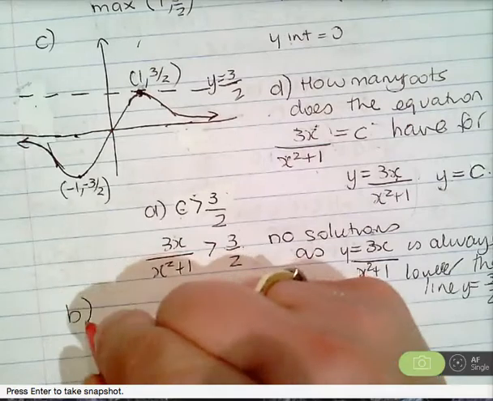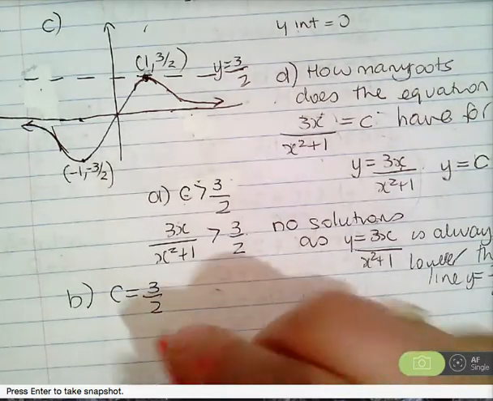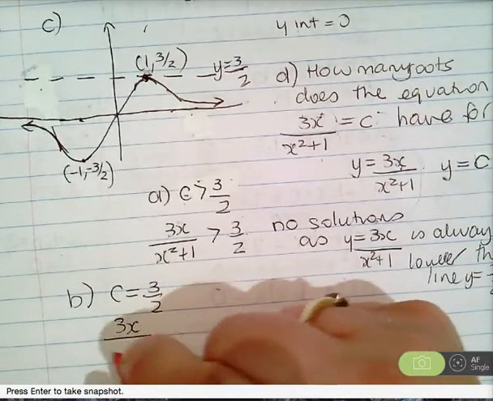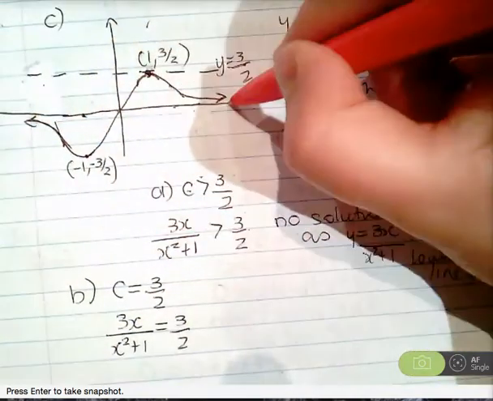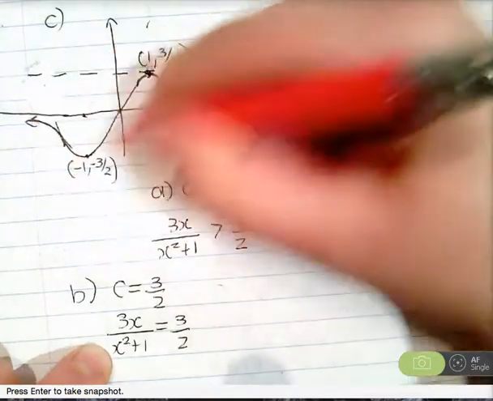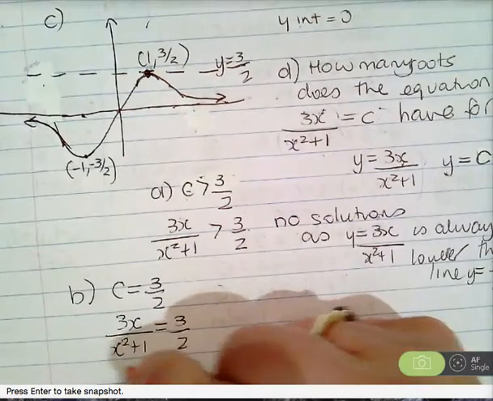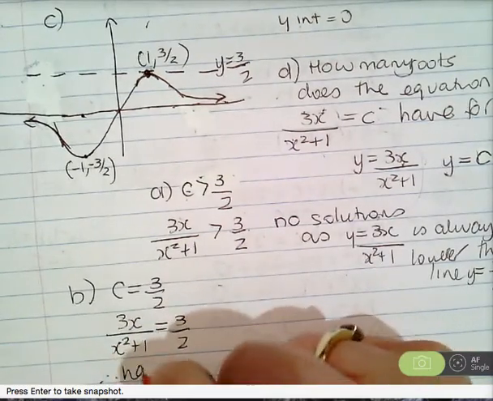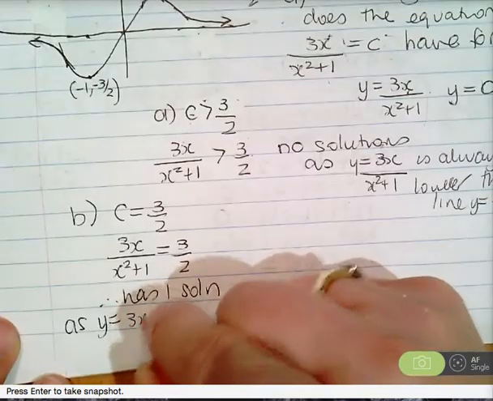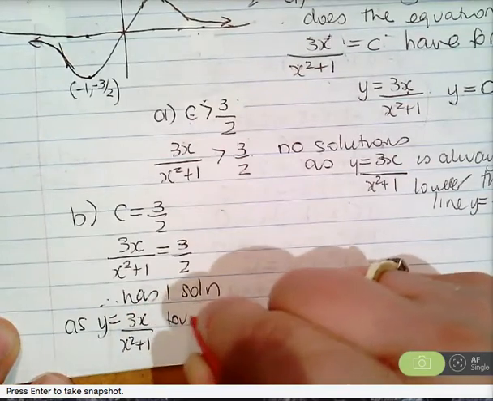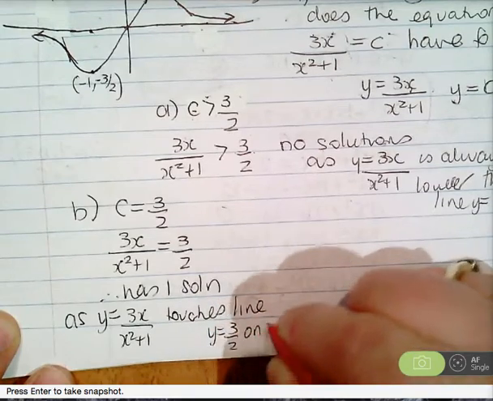Now for part B, it says when does c equal 3 on 2? So how many solutions does that equation have? So in other words, how many solutions does 3x over x squared plus 1 equal 3 on 2 have? Well, here is the equation, 3x over x squared plus 1, that's its graph, and it actually touches the line y equals 3 on 2 once. So therefore this has one solution, as the curve y equals 3x on x squared plus 1 touches the line y equals 3 on 2 once.